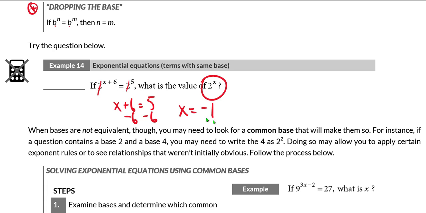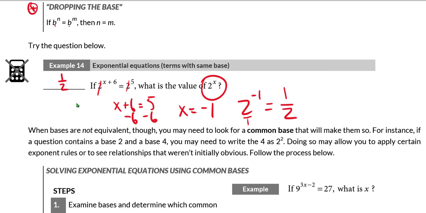Careful, they are not asking you what x is, they are asking you what 2 to the x, or 2 to the negative 1, is. And remember, we can do the reciprocation method here. 2 over 1, we reciprocate, we make the exponent positive, and we get 1/2. So the answer to example 14 is 1/2.